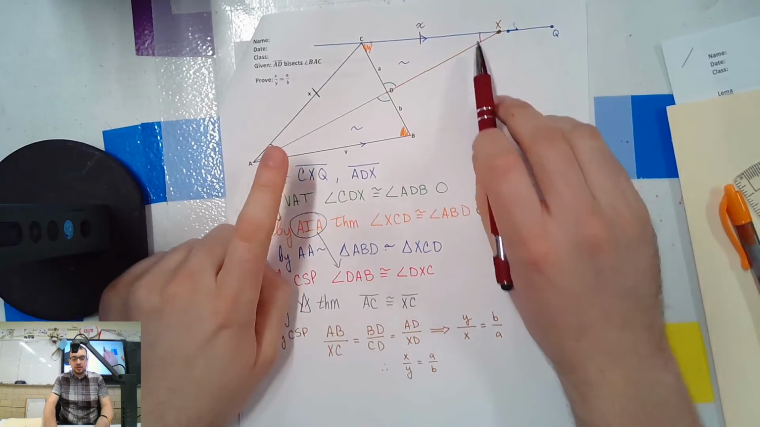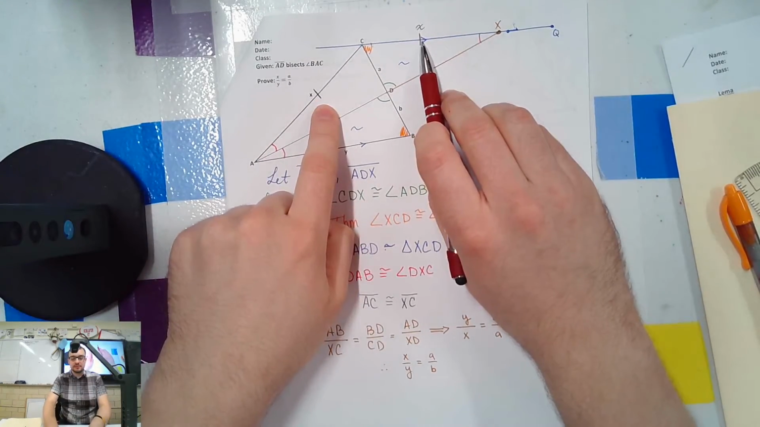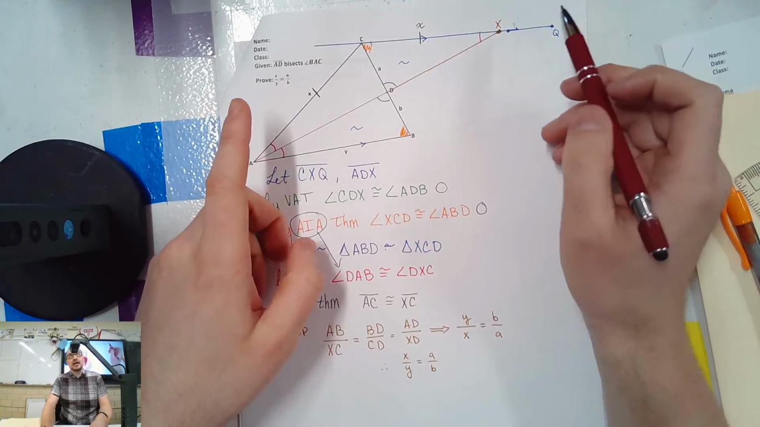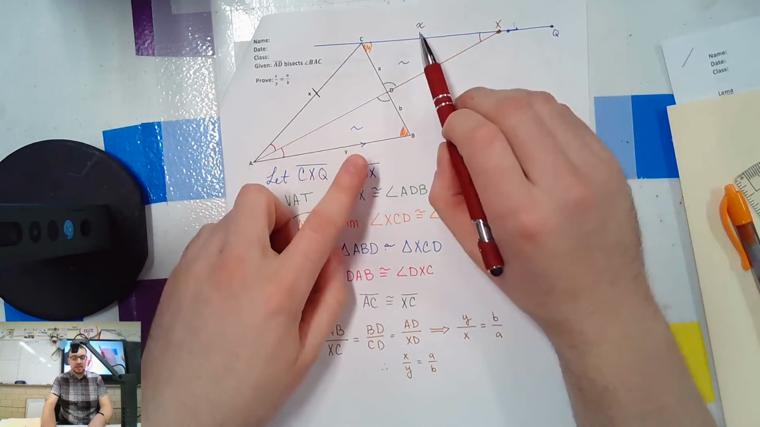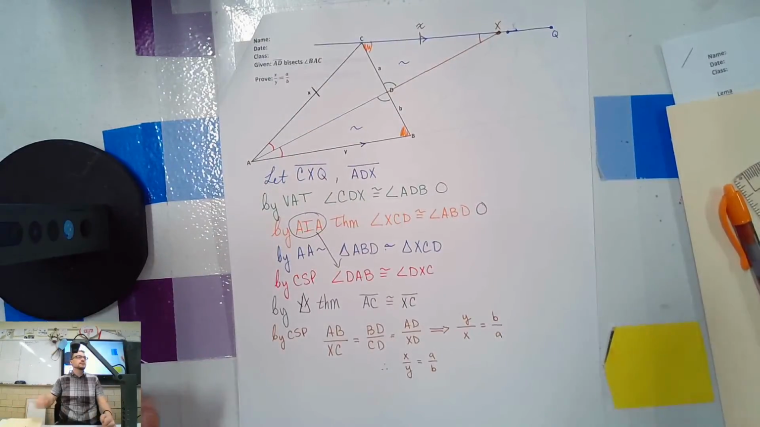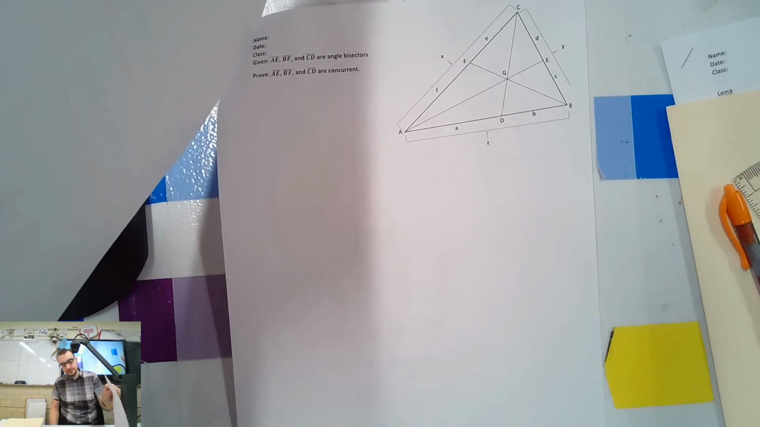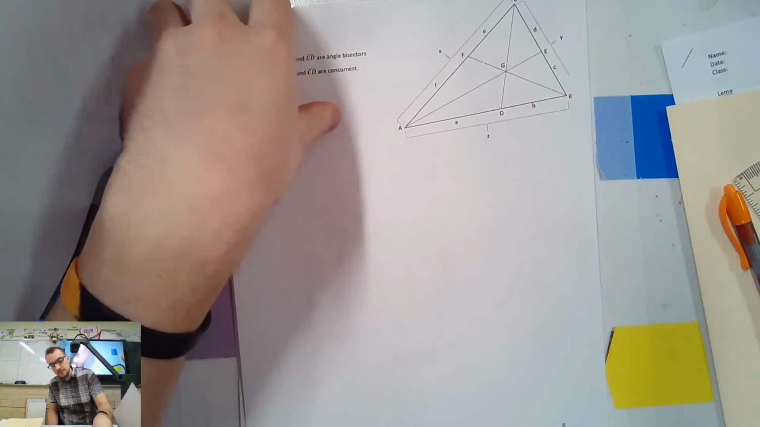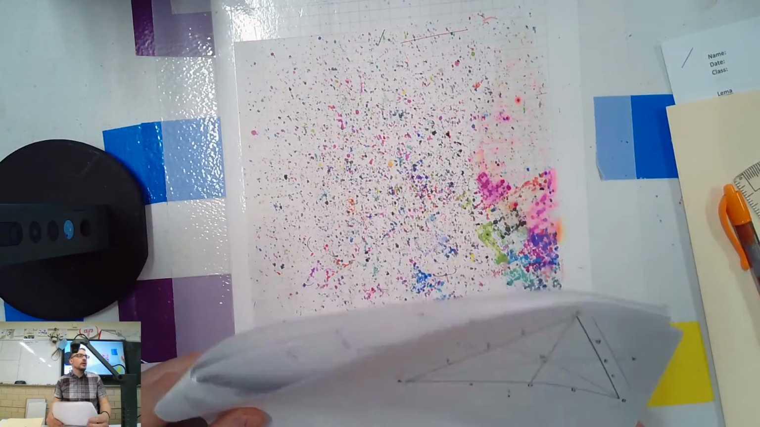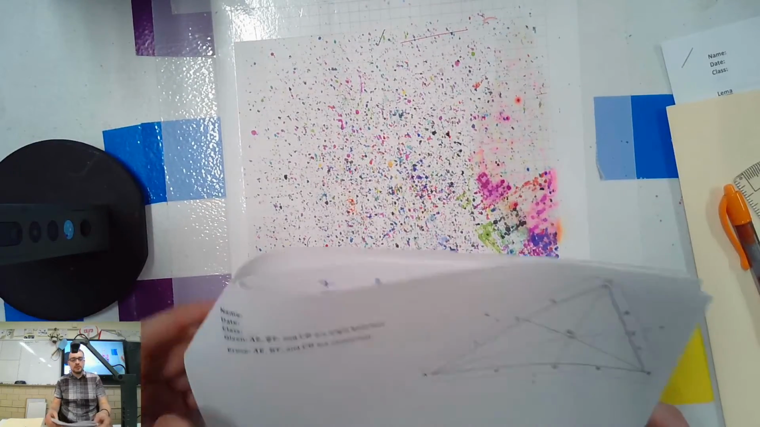But alternate interior, isosceles triangle, CSP, or double A similarity, then CSP to get X, Y, A, and B together. Cool? Makes sense. So it ends up working. It's a really bizarre thing, but it's true. So, how do we feel about that last one before I go on? We feeling okay? All right.